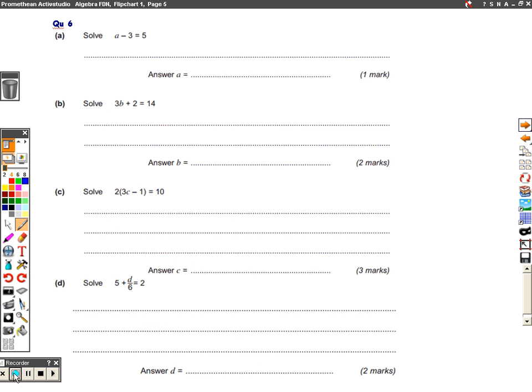Okay, again, solve. Put your line down. Minus 3 changes to plus 3.